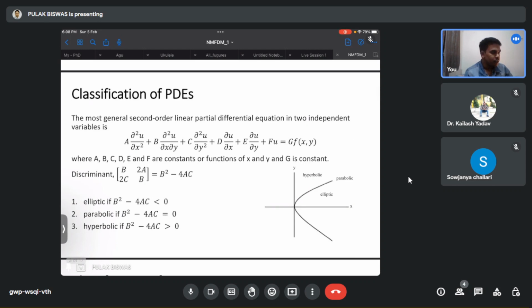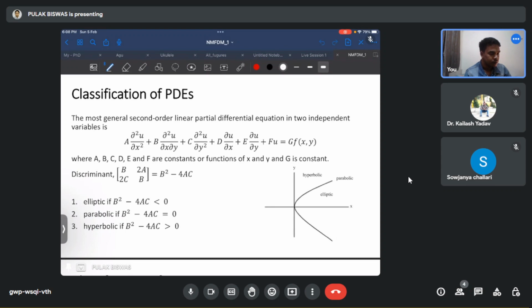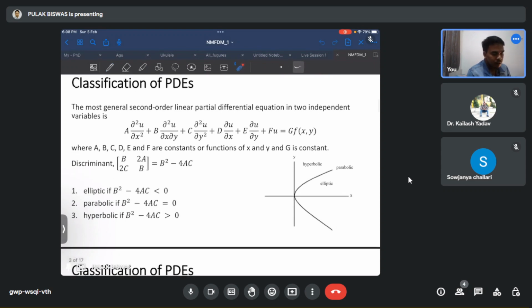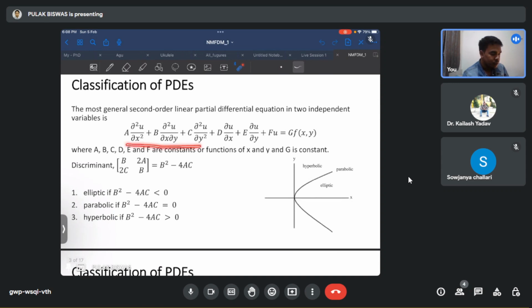If you come to the classification of PDEs, here you can see a generalized linear partial differential equation, considering two variables here, x and y. It has this kind of form. These three second-order terms and other linear first-order terms are there. In order to determine the class of this PDE, we try to find out the value of this parameter.